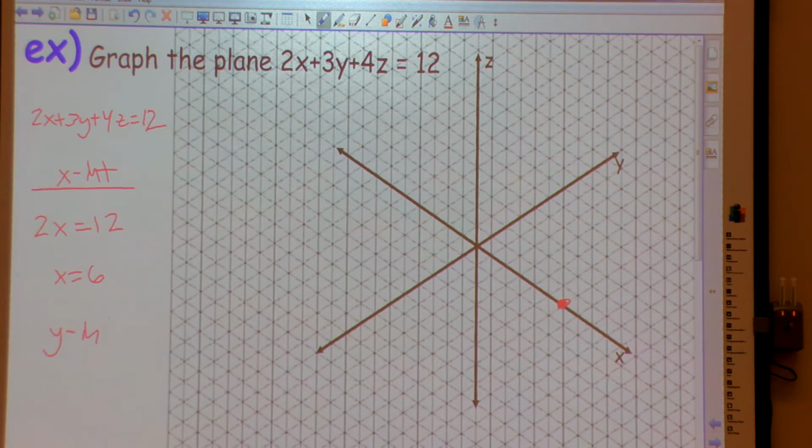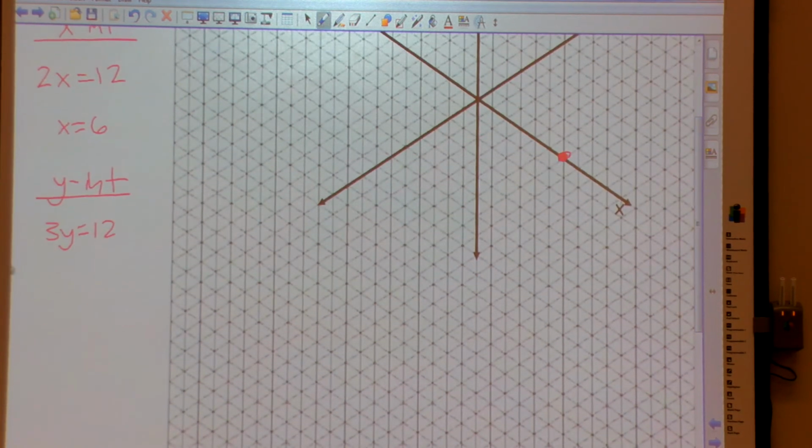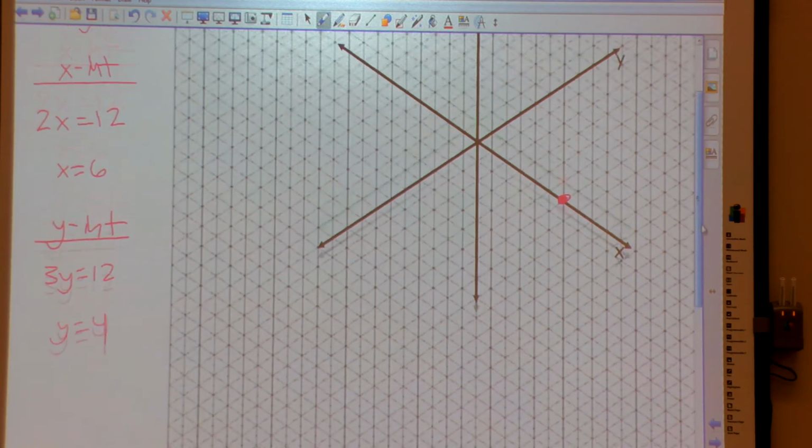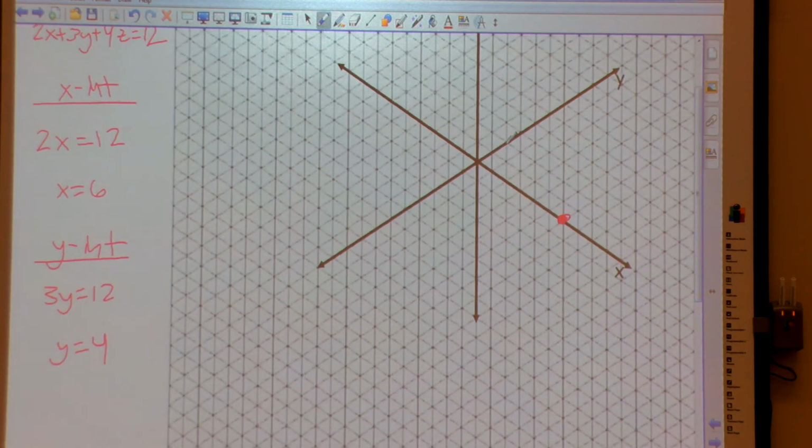To find the y-intercept, same thing. I'm going to plug in 0 for x and z. That'll leave me with 3y = 12. So I end up getting y = 4. So on the y-axis, I'm going to plot a point at 4.